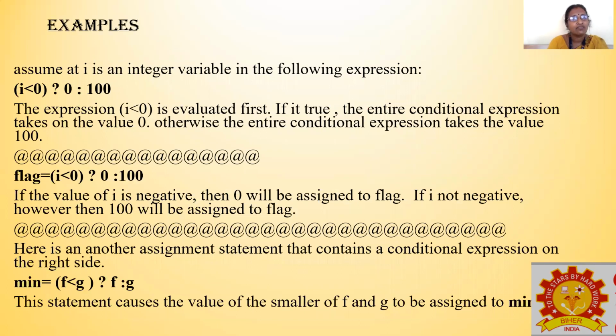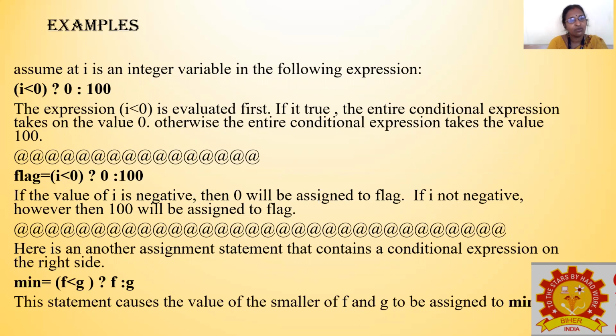Example: assume that i is an integer variable in the following expression: i less than 0 question mark 0 colon 100. If i less than 0 is evaluated first, if it becomes true, then what will happen? If it is true, the entire conditional expression takes the value 0, or else the whole expression will take the value 100. Next one, you calculate, that is flag equal to i less than 0. Calculate the value of i.